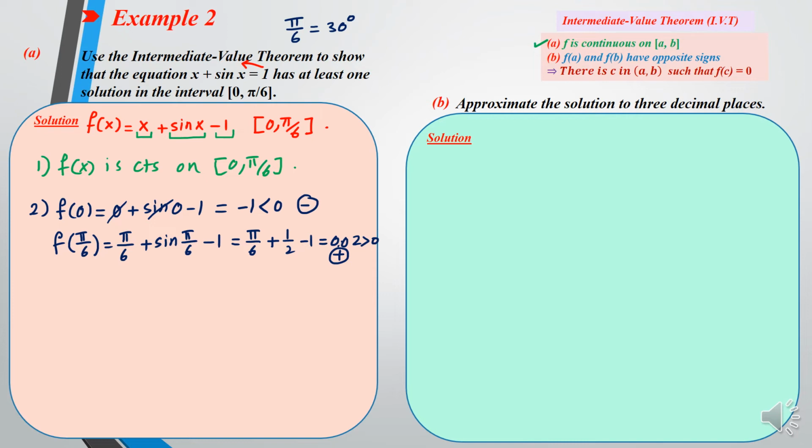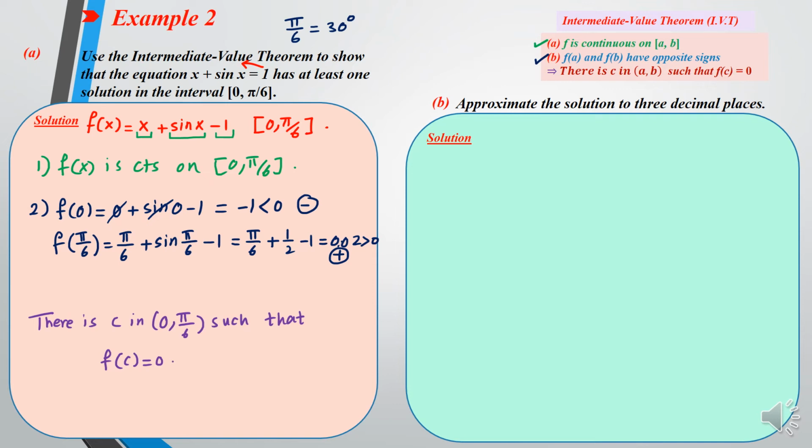So the 2 conditions are satisfied for the given function and the given interval, and the conclusion is there is a C in the open interval from 0 to pi over 6 such that f of C equals 0. So there is a solution in the given interval.